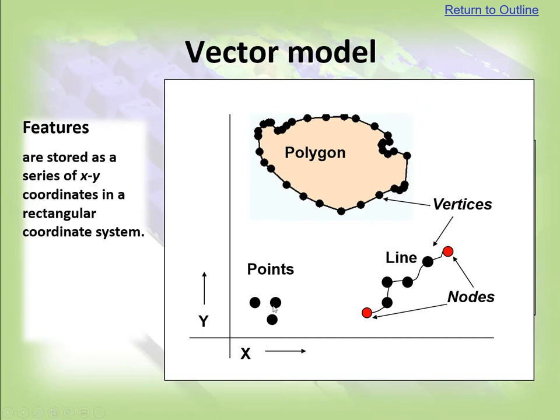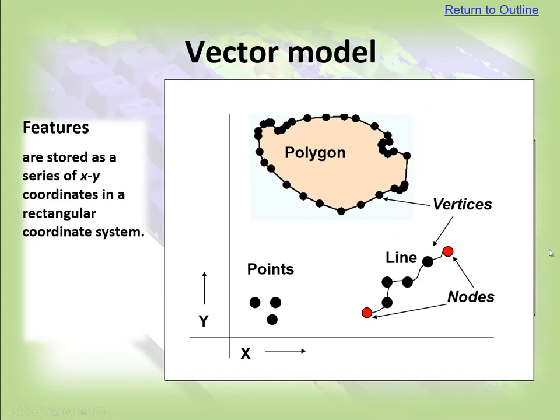So we got lines, points, areas, right? Everything is built, so points themselves are just a point, but the lines are built on vertices or nodes. Nodes are what start and end a line. So you can see the nodes there are the special ones. The vertices are where all the bends in the line are. And the vertices also go around the entire polygon.